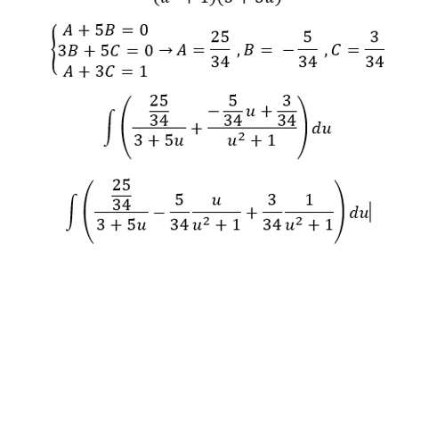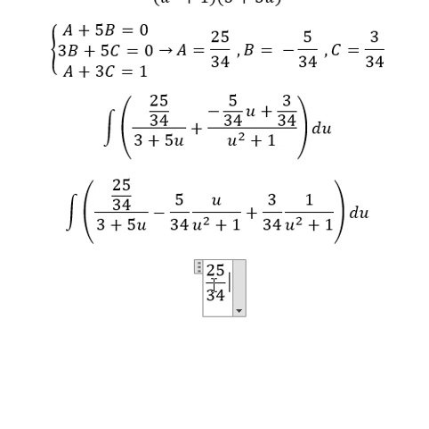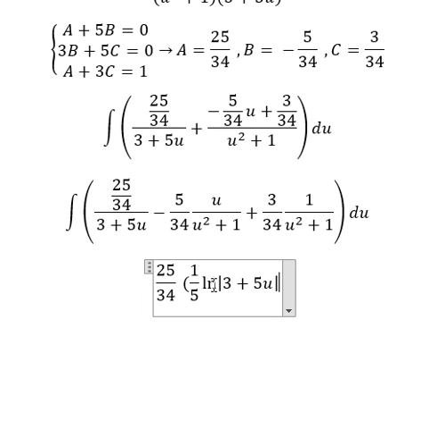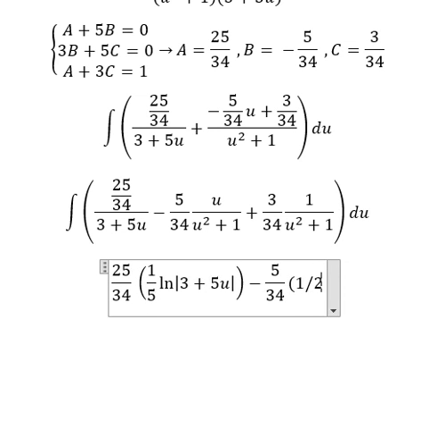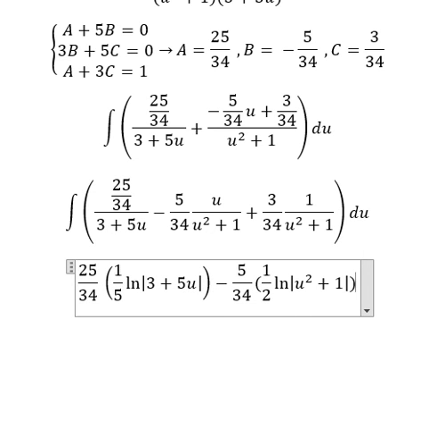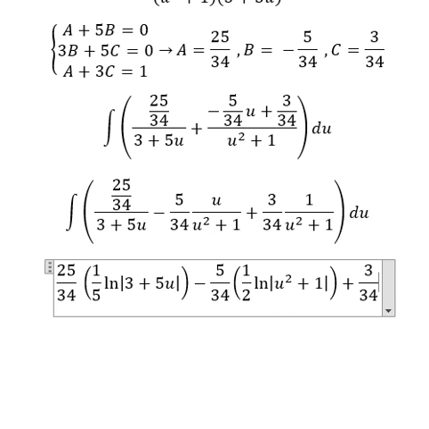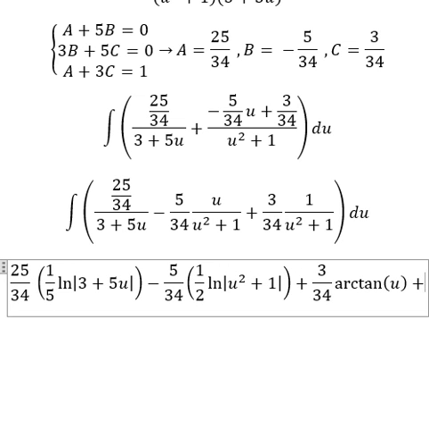So the integration of this one, that is 1 over 5 ln of the absolute value of 3 plus 5u. The next one, that is 1 over 2 ln of the absolute value of u squared plus 1. And the next one, that is arctan of u. And I will put plus C.